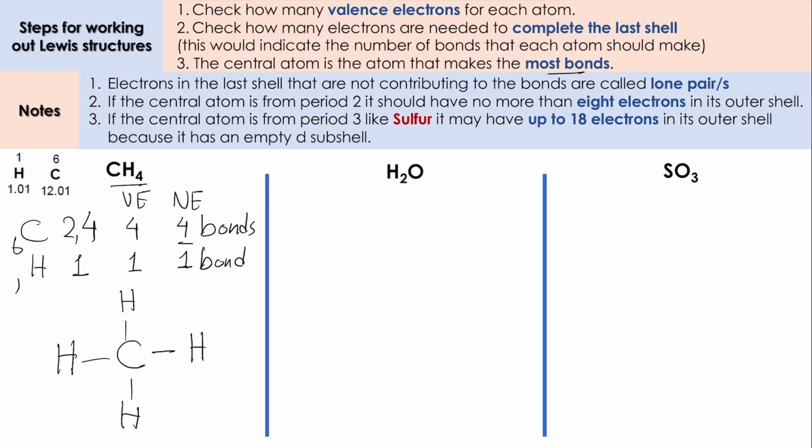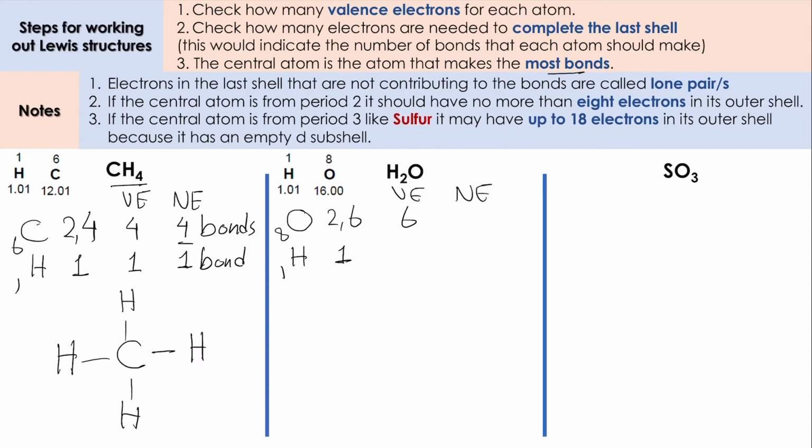Okay, what about H2O? Same steps. I need to check the periodic table to know how many electrons each atom has. So I have here oxygen. It has 8 electrons, so it's 2, 6. I have hydrogen, 1, 1. How many valence electrons? Oxygen has 6 valence electrons.